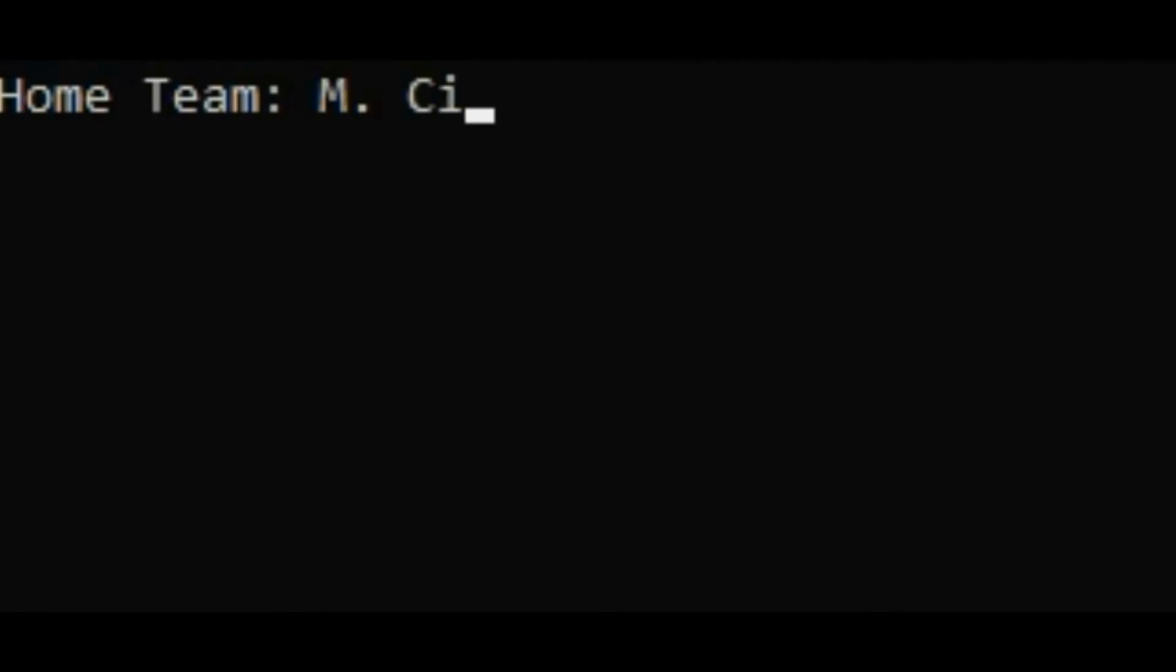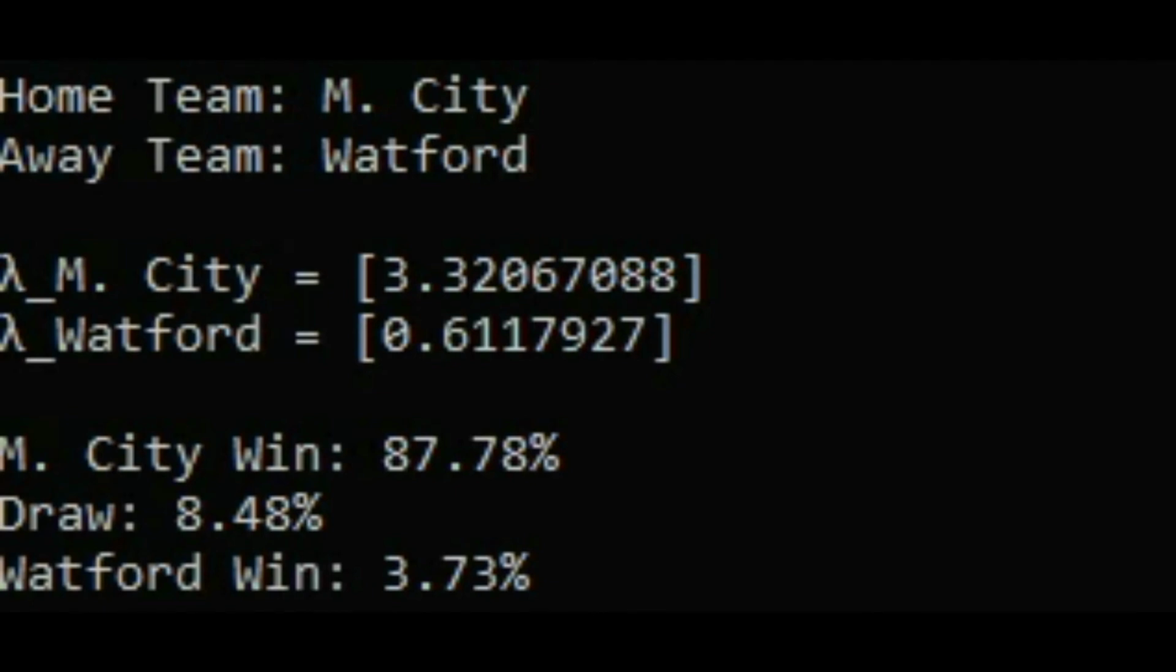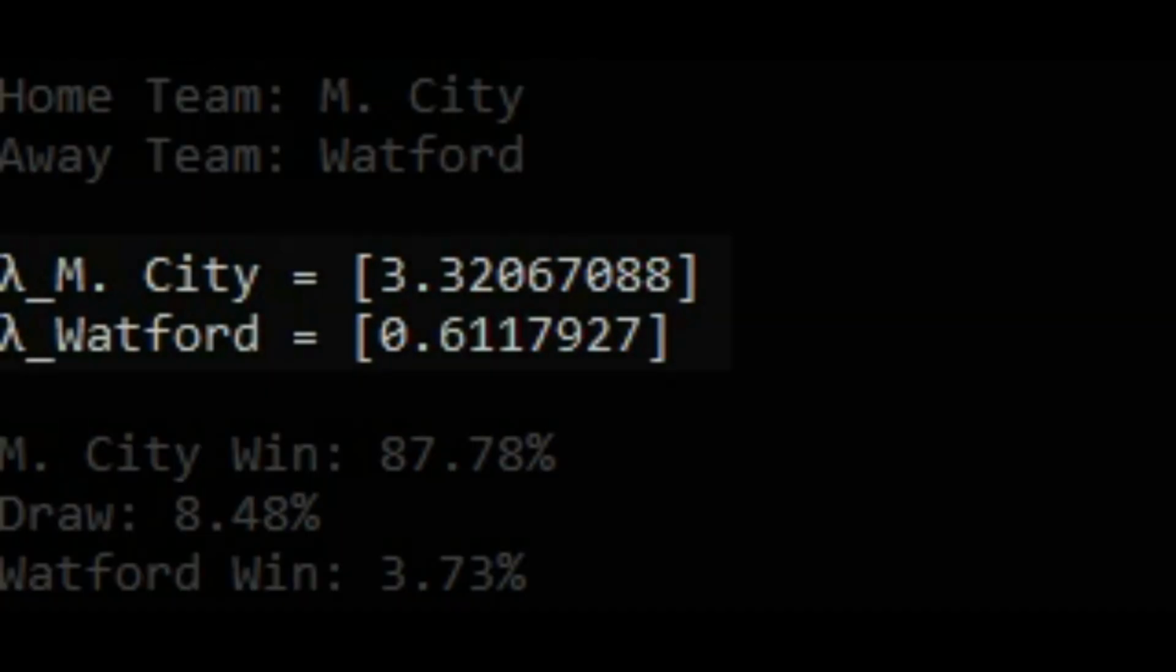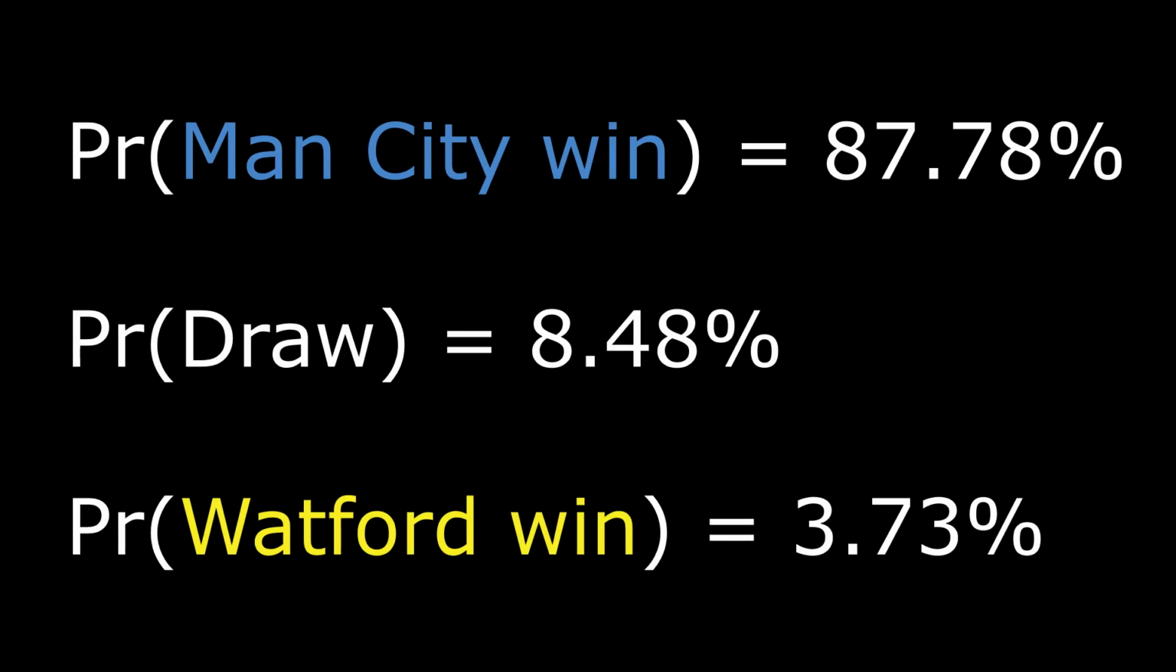We'll start with our example: home team Man City, away team Watford. And there you have it. Those first two terms are the lambda terms associated with each team, and below those are the actual probabilities we're interested in. And just like that, our model's ready.